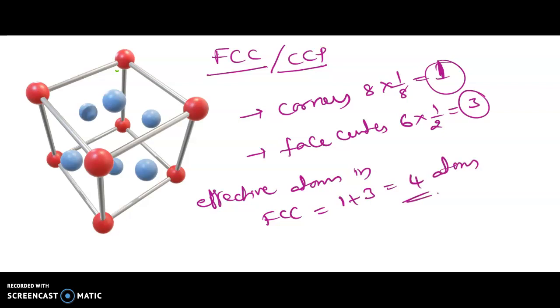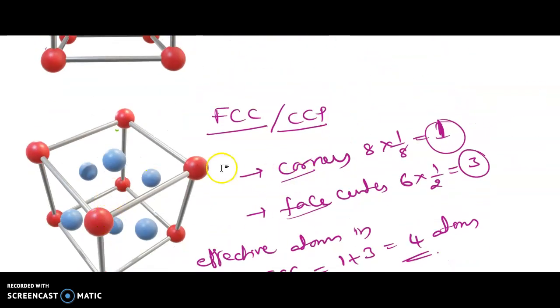Effective atoms in simple cube is 1. Effective atoms in body centered cubic unit cell is 2. Effective atoms in face centered cubic unit cell is 4 atoms. So here we have to remember where the atoms are present in a particular unit cell. In simple cube, atoms are present only at corners. In BCC, atoms are present at corners and body center. In FCC, atoms are present at corners and face centers.